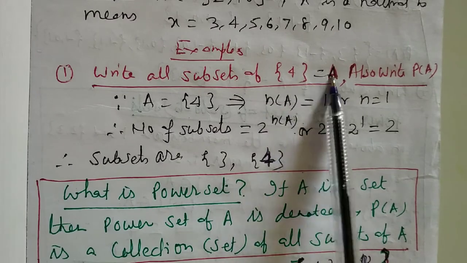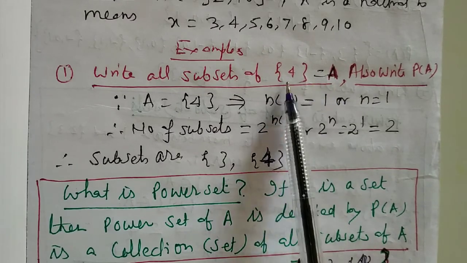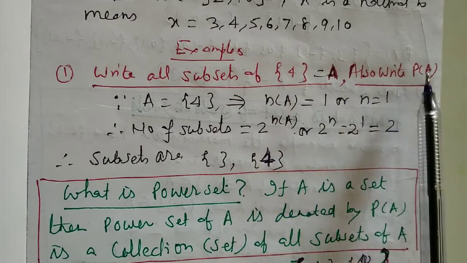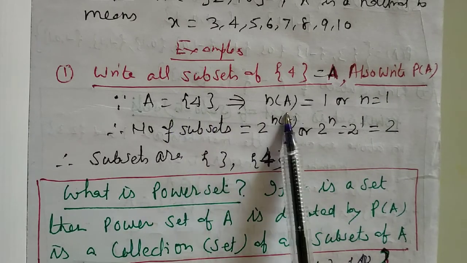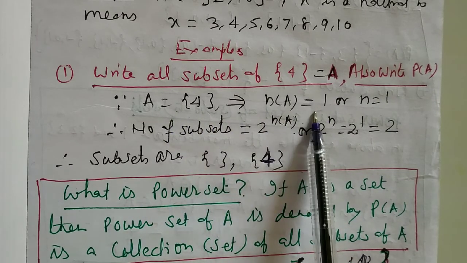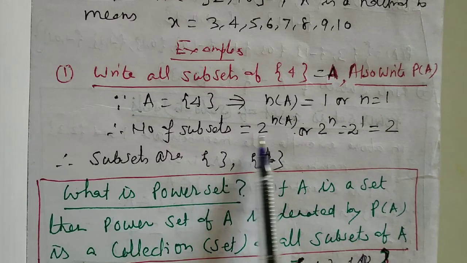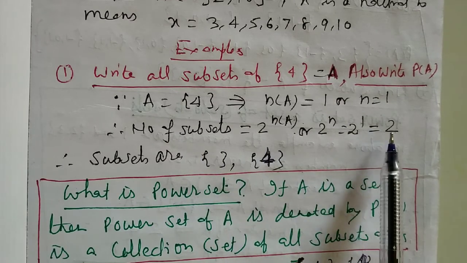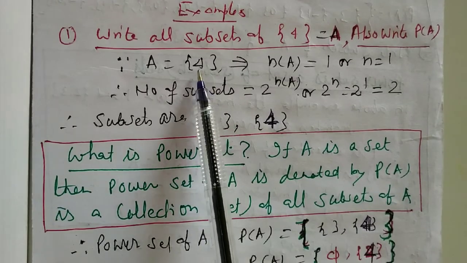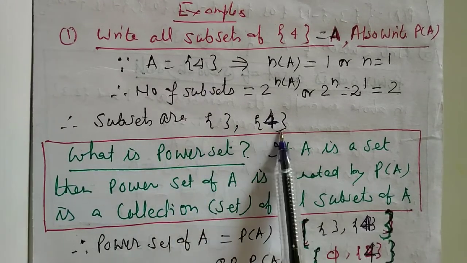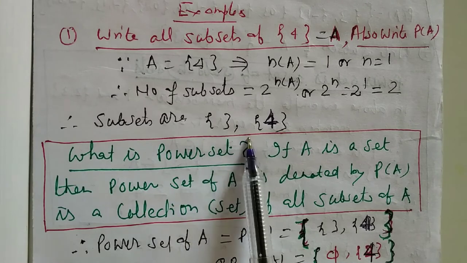Now, example: write all subsets of 4. Let A be a set having one element, A is equal to 4. So n of A is equal to 1, the number of members in the set is 1, or n is 1. So the number of subsets is equal to 2 to the power 1, that is 2 subsets. The first subset of this is blank, the second is 4 itself. So I have written 2 subsets.